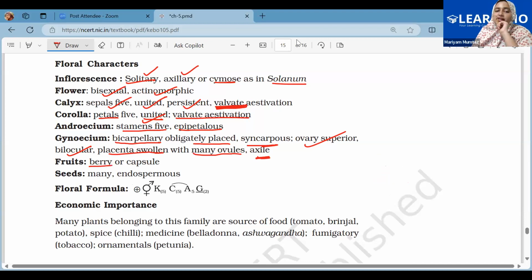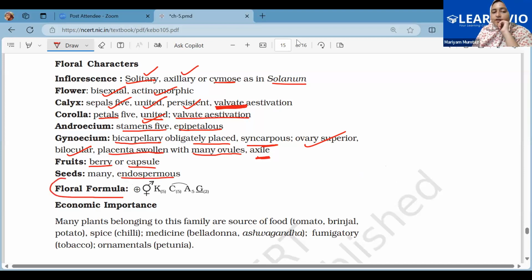The fruits are berry or capsule. See, berry doesn't mean blueberry. Berry means a type of fruit, just like how drupe was a fruit. Same way, berry is a fruit. Then seeds are many, and they are endospermous, meaning endosperm is present.